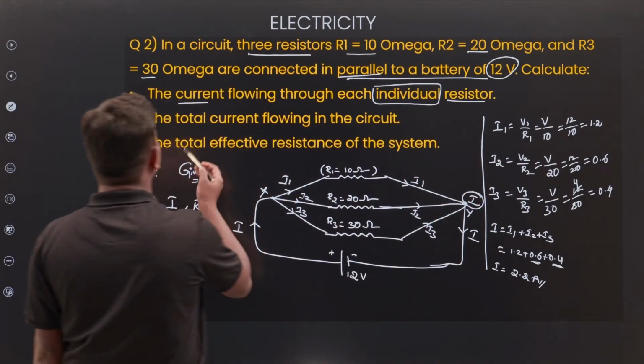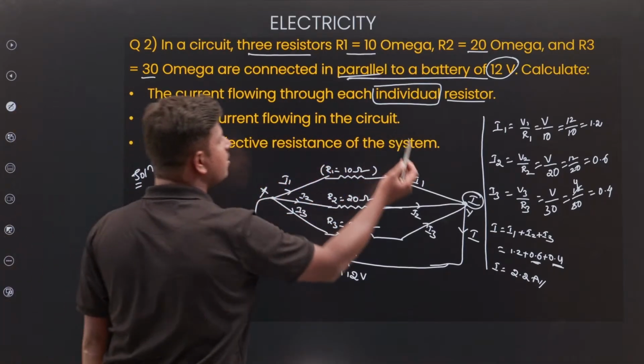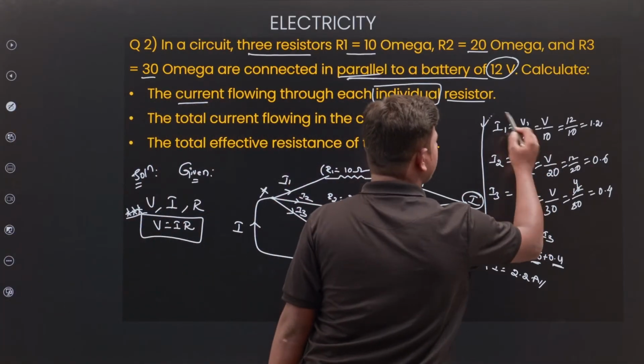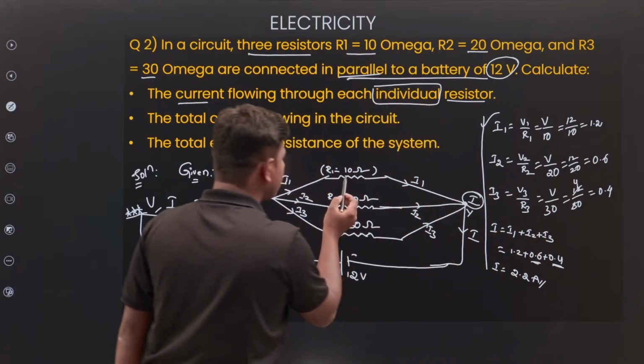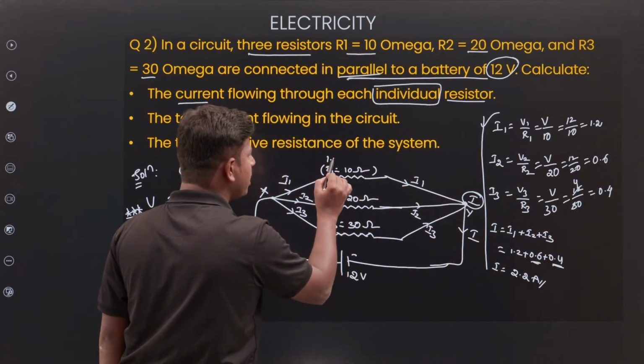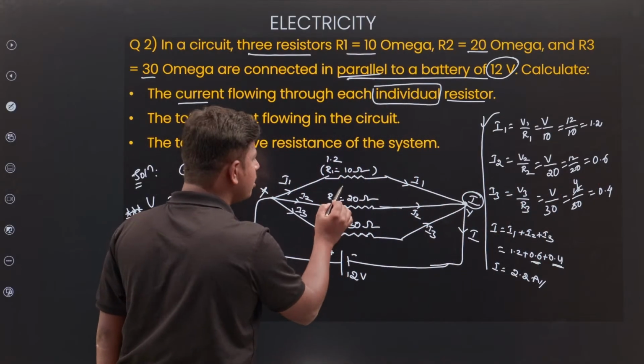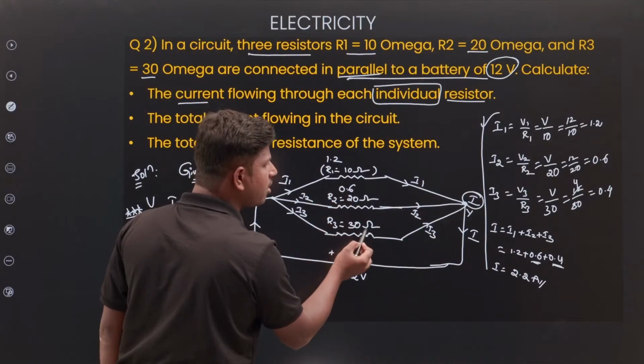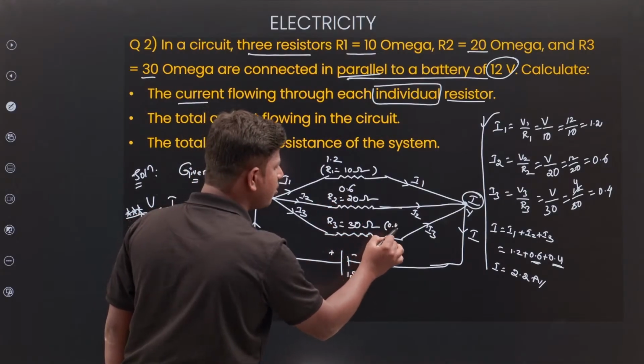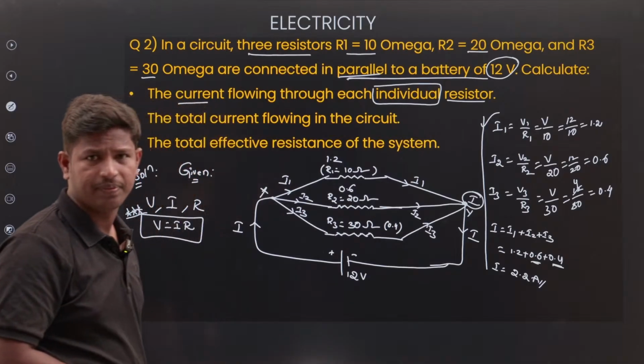Done? The current flowing through each individual resistance we find out. I1 is 1.2. Through the resistor of R1 how much? 1.2. Through resistor of R2, 0.6. Through resistor of R3, 0.4. We find out each individual current.